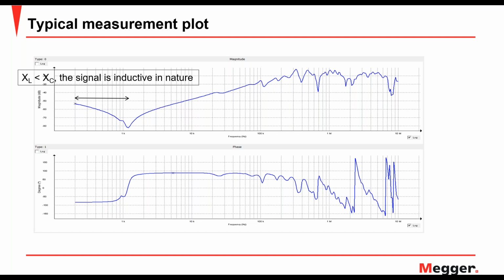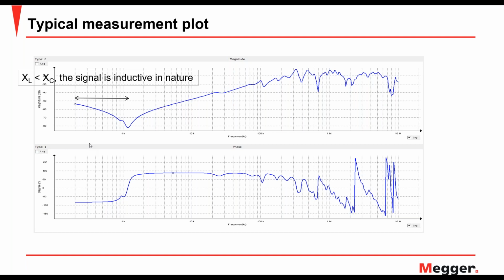Before we talk about that, let's talk about what the x-axis and the y-axis are. The x-axis is the frequency. It's expressed in a logarithmic scale because of the frequency range being so vast. And on the y-axis, you have the magnitude on the first plot, and you have the phase angle on the second plot.